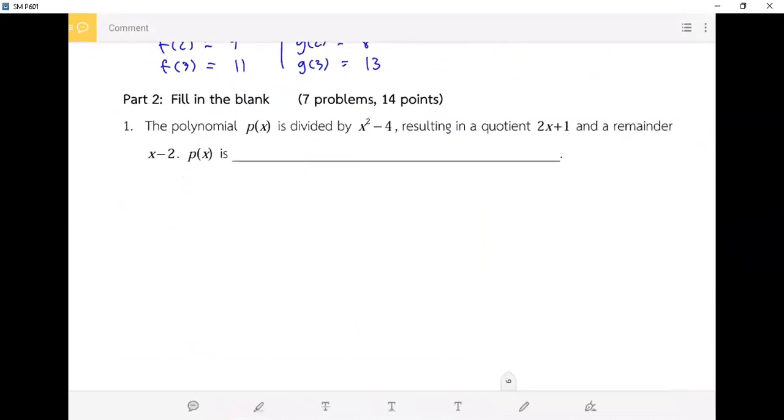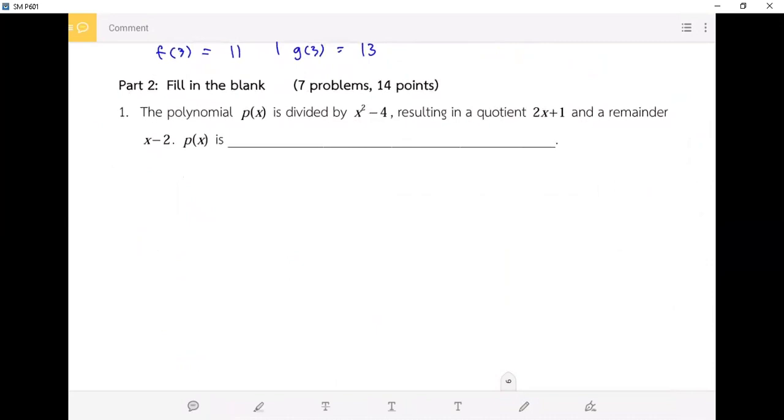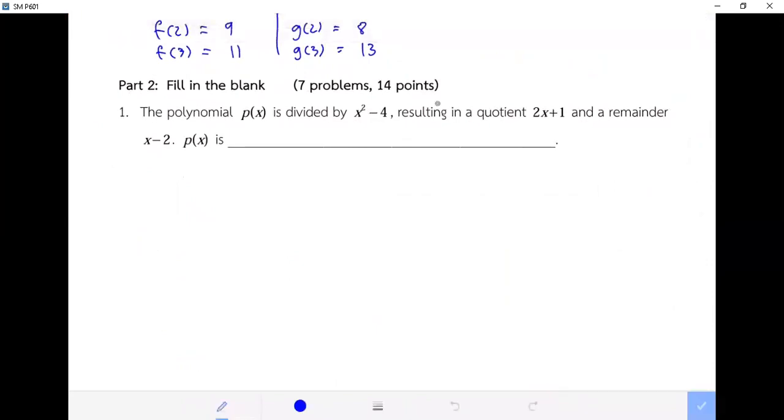Okay, this is like fill in the blank now. I have 7 problems, 14 points. So you should do this one before the multiple choice because it has higher points. Some problems use the same concept, the same idea, as the multiple choice, so I will not show you all the 7 problems. Anyway, the concept is there. You see it in the class, in the exam room, and you can do it.